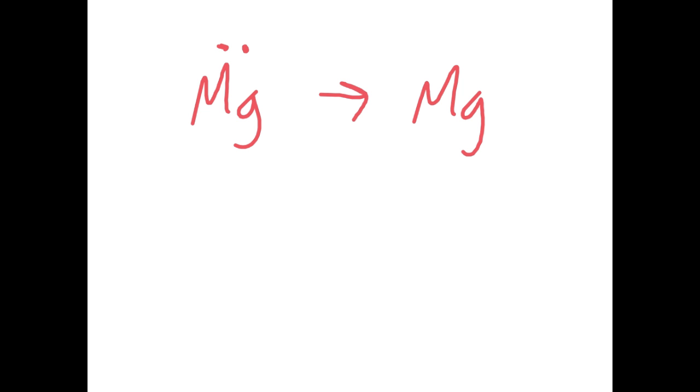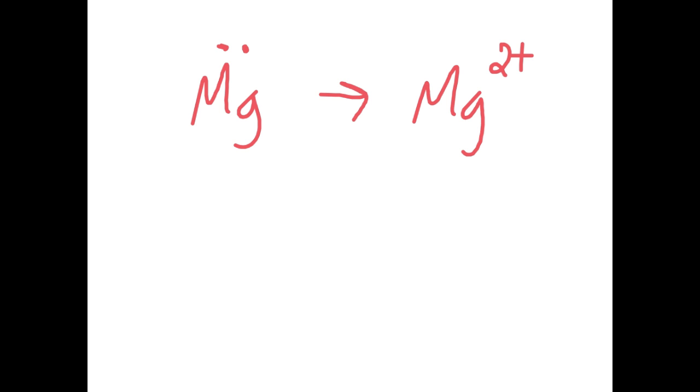So when we draw a Lewis symbol for magnesium, we say magnesium and we put 2 dots, and that's magnesium. And it becomes magnesium 2+. This would be the Lewis symbol of magnesium 2+, because it lost 2 electrons. In reality, how many valence electrons does magnesium have now that it lost 2?